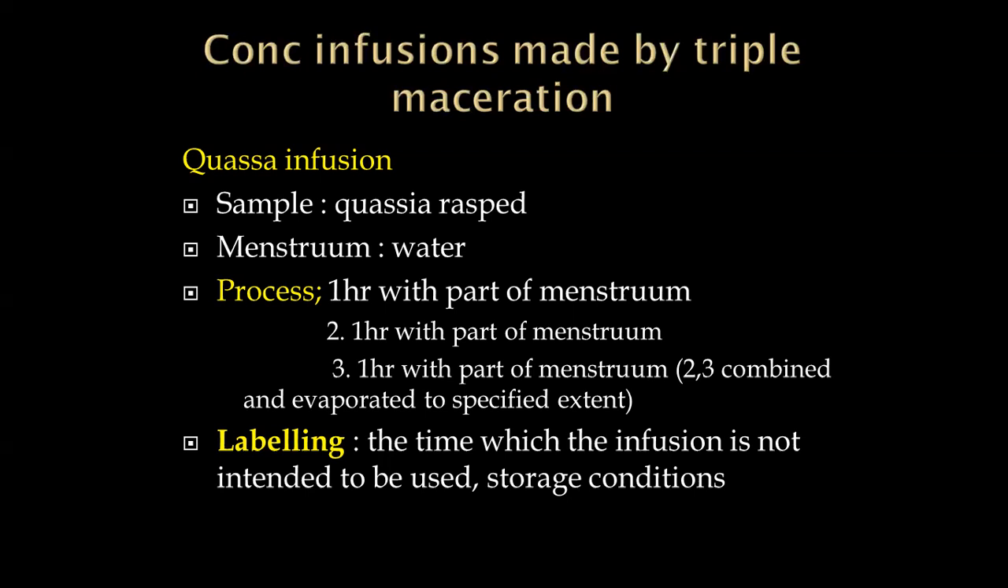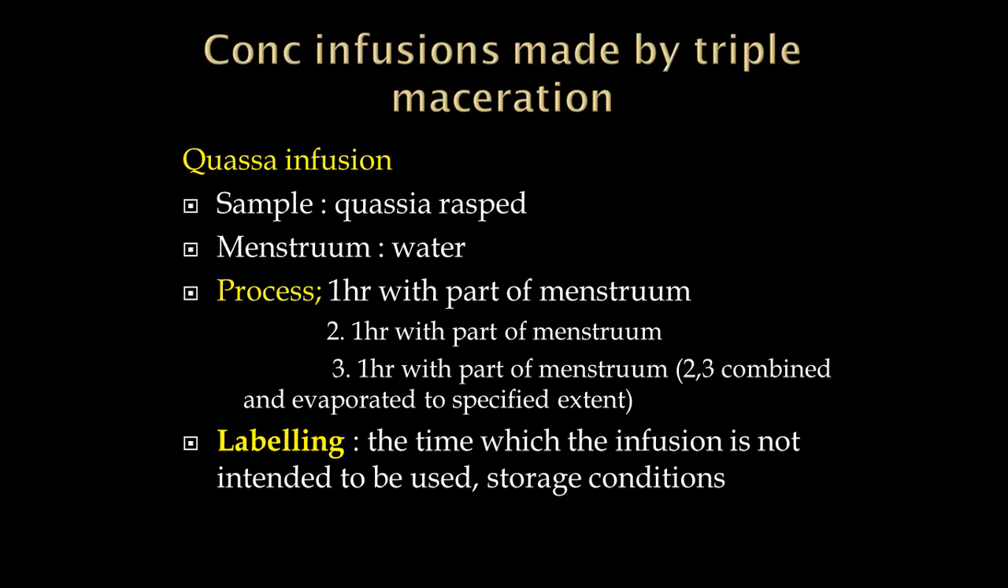And the second reason is that when you evaporate the total volume to make it concentrated, it will take more time. So what we do is keep the first portion of the extract, which contains the maximum amount of active constituent, aside. Assume you have 500 ml. We collect the first 200 ml and keep it as the first portion. The remaining 300 ml we divide into the second and third portions.